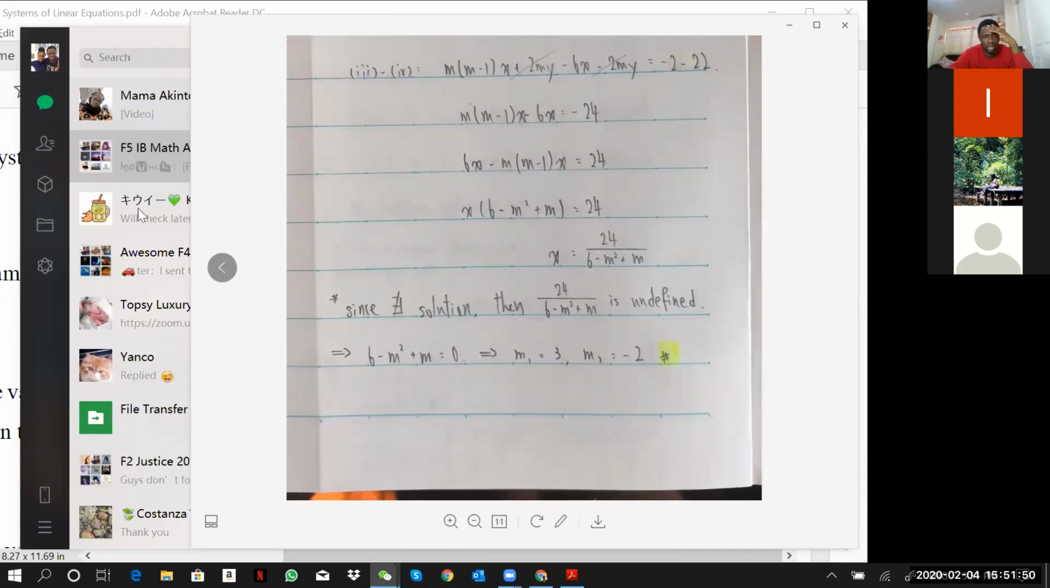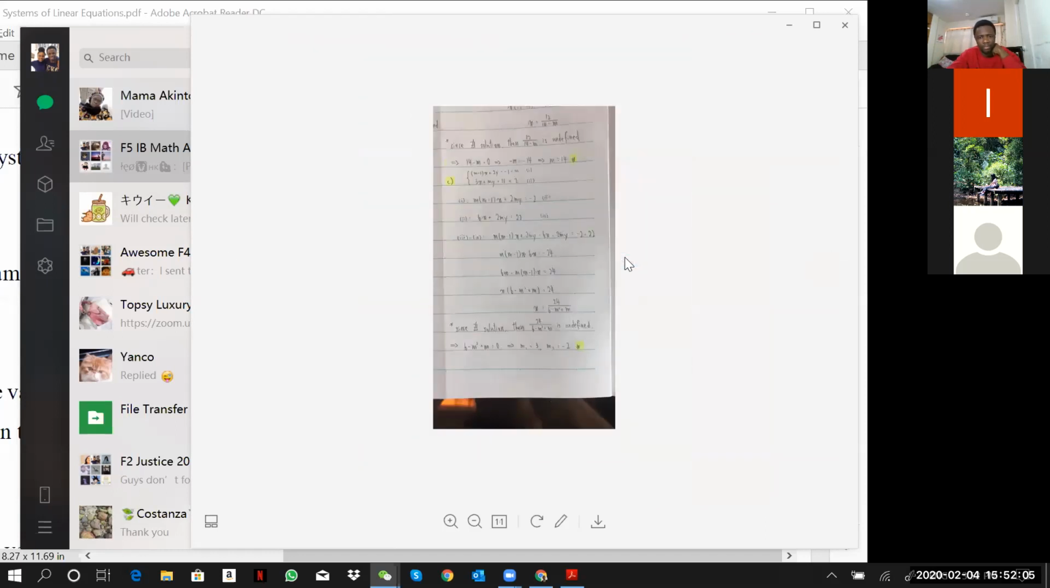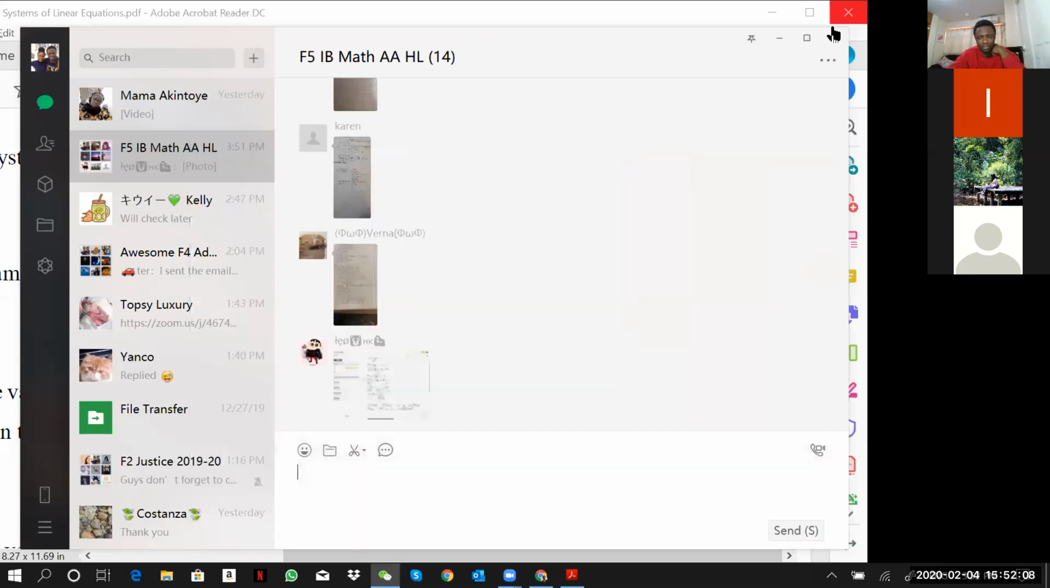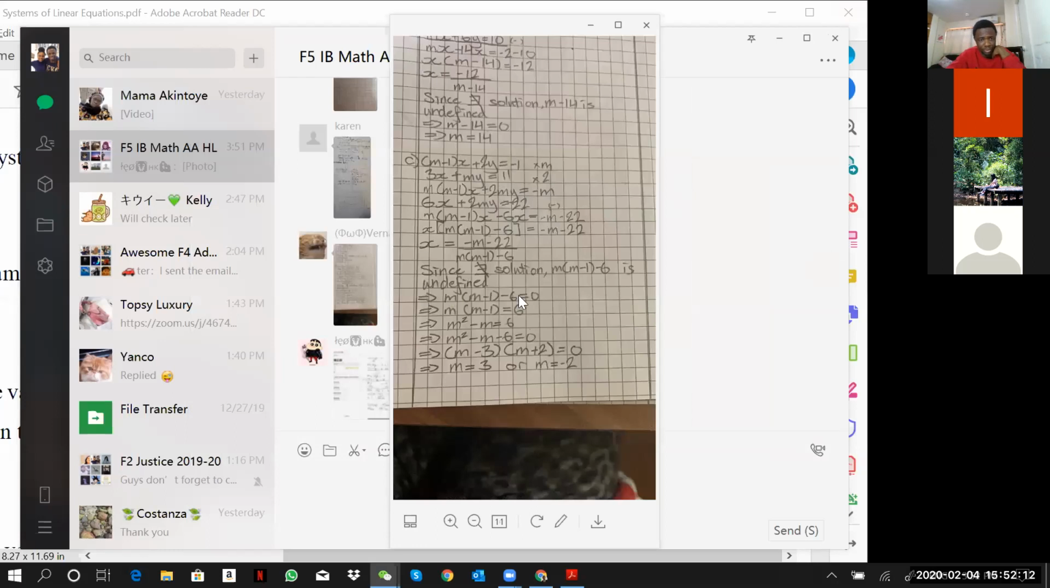Nakita, this last step is too short for me. It's too short. This is a quadratic equation. I need you to solve it step by step and send it back. Well done, and the answer is correct. Vena, I'm checking your work now.